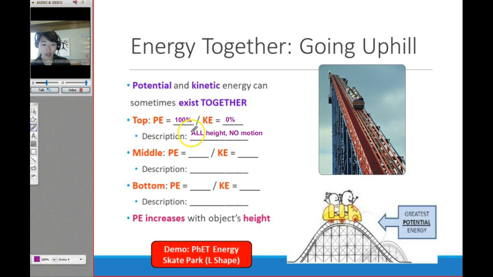This is related. All height means all the potential. No motion means no kinetic. Smiley faces if that makes sense. When we're looking at potential and kinetic, if they have height, that's potential. If they have motion, that is kinetic. All right, now let's go ahead and keep on going.